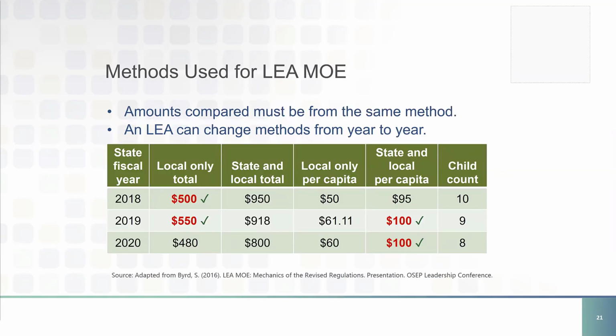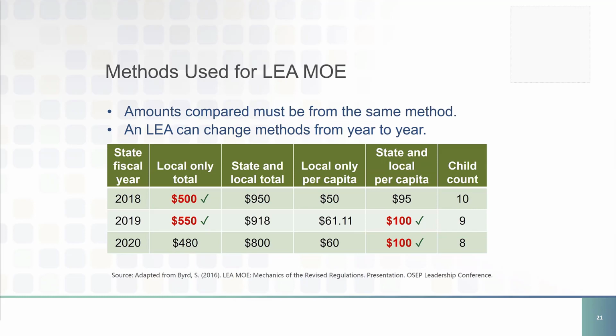As I just stated, LEA MOE may be calculated by any of these four methods, and the method used to meet LEA MOE each state fiscal year can change. However, the amounts being compared between the current year and the comparison year must come from the same method. So let's look at FY 2019. An LEA could use any of the methods except state and local total, assuming it met compliance in FY 18 for the same method. Can't use state and local because the FY 2019 amount is lower than the FY 2018 amount.